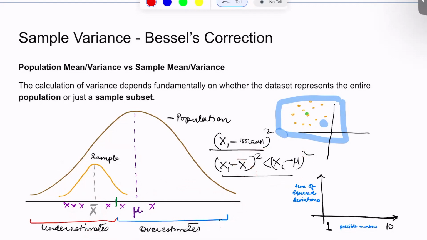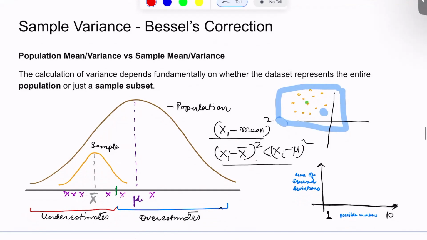So we can see that all these points are going to be underestimating the deviation, and all these points are going to be overestimating the deviation. But what is actually going to happen, is it going to be underestimating or overestimating? Because the sample distribution is somewhere here, all the points or most of the points are going to be in this region. So it means that we are mostly going to be underestimating the deviations when calculating from the sample mean as compared to the population mean.